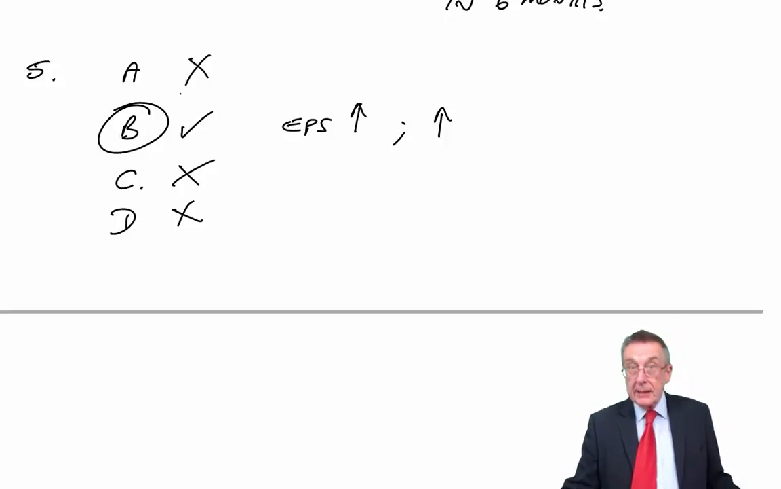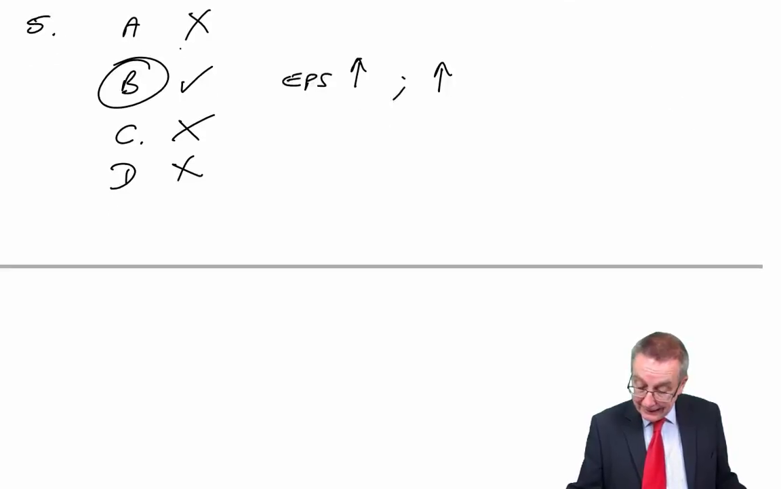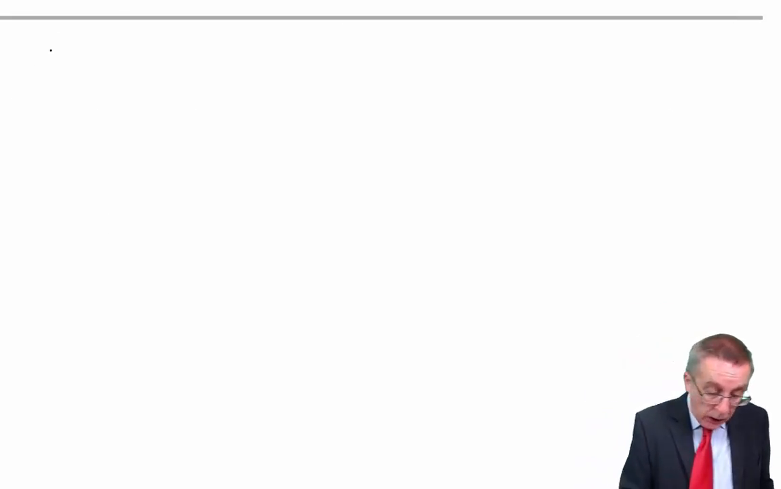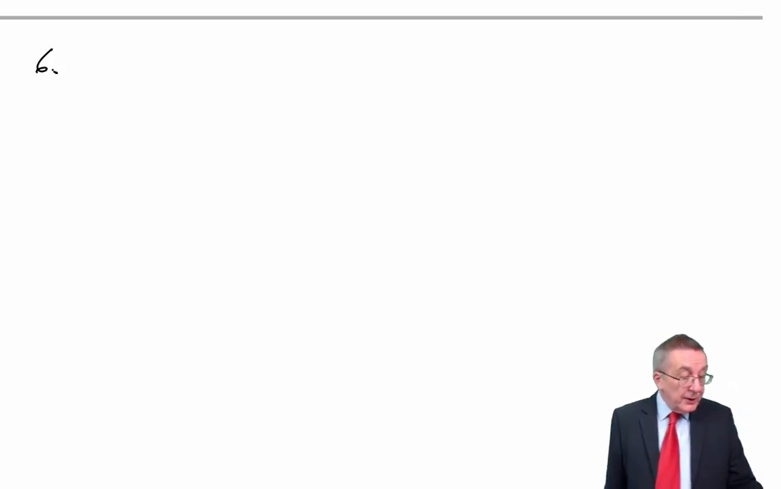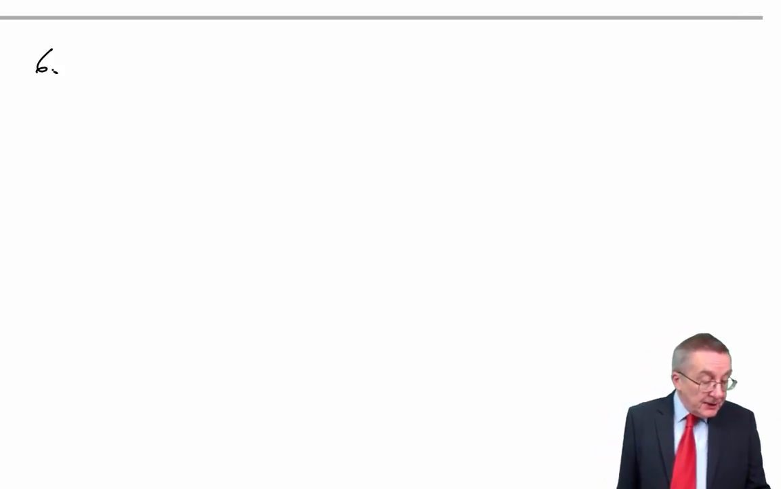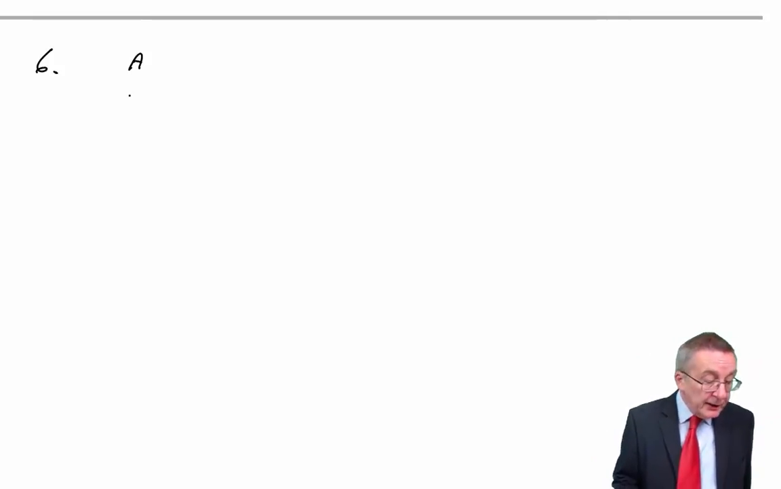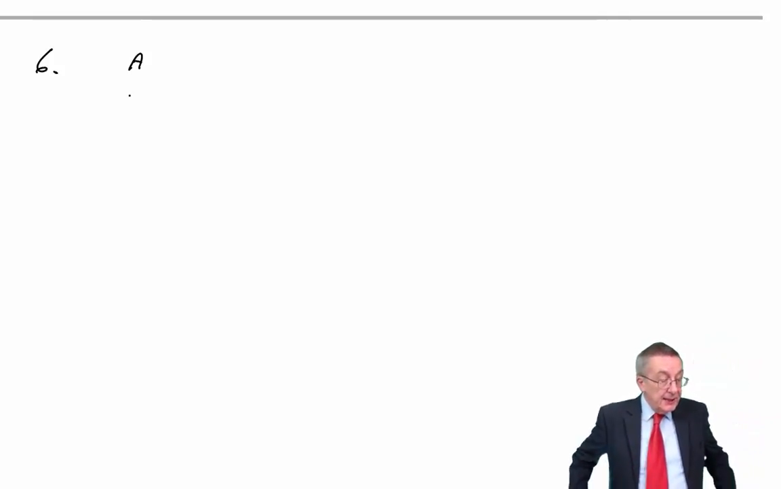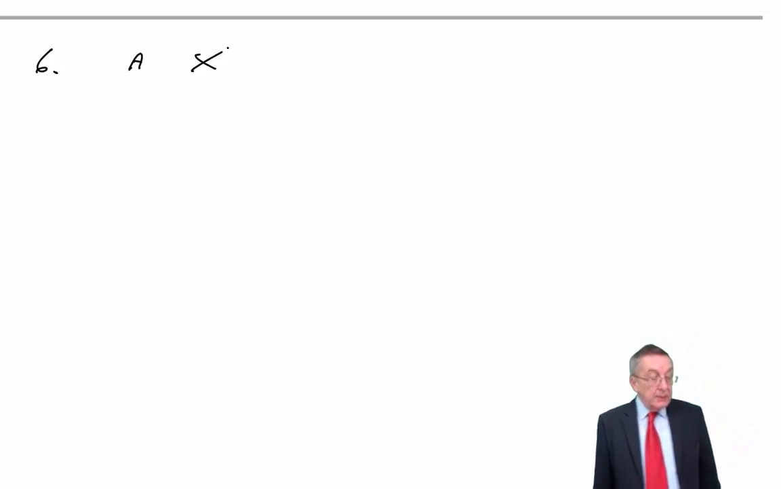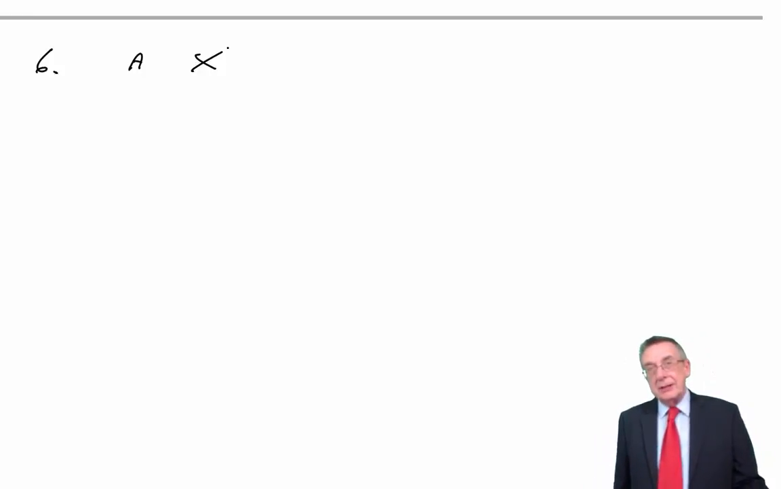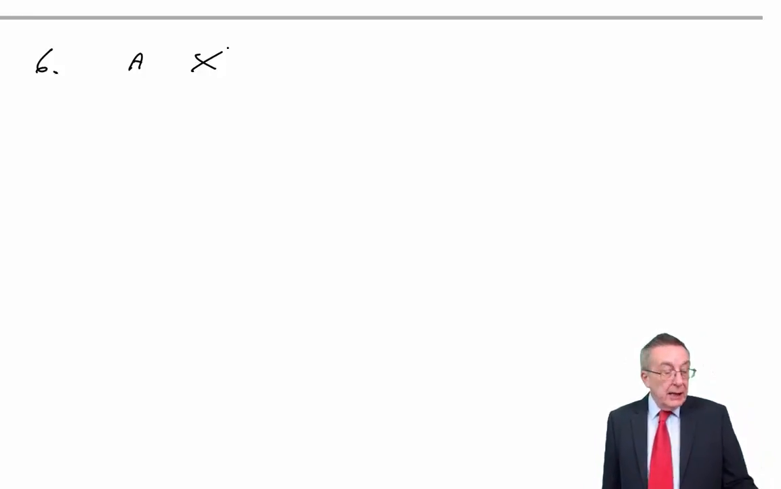Okay, number 6. Yet another statement one. Which of the following statements is correct? A, tax allowable depreciation is a relevant cash flow when evaluating borrowing to buy compared to leasing as a financing choice. No. The tax allowable depreciation, or capital allowances, is never ever a relevant cash flow.